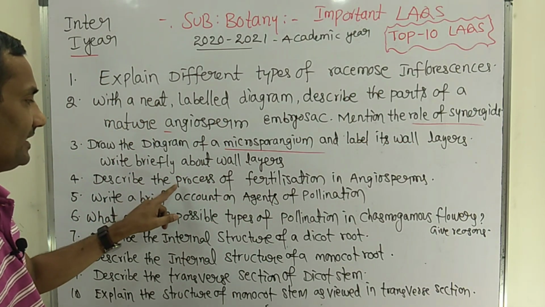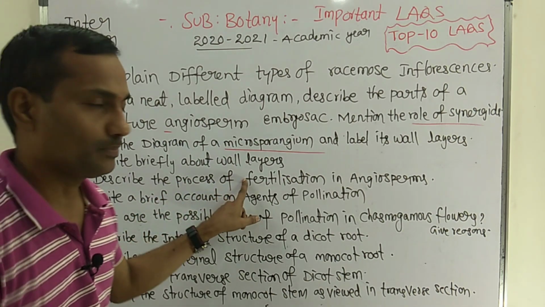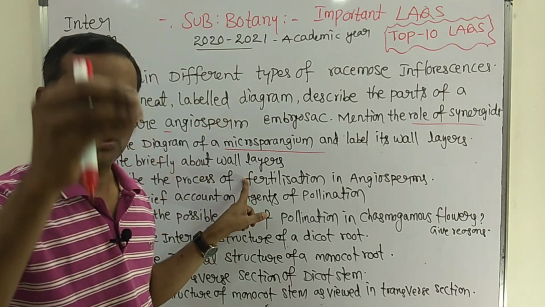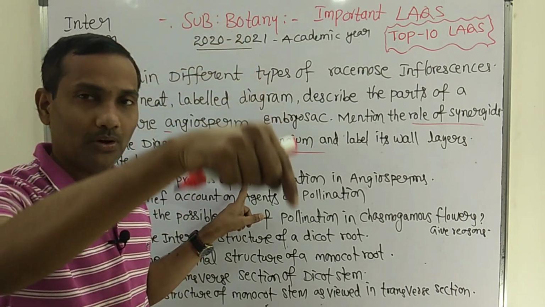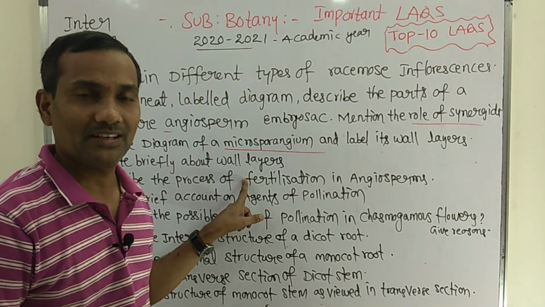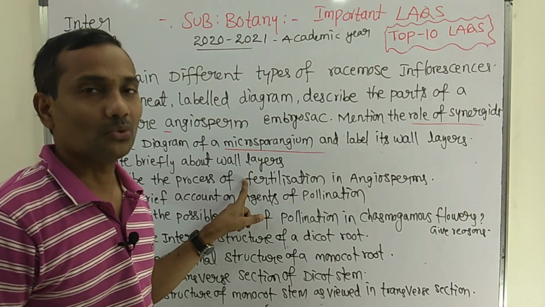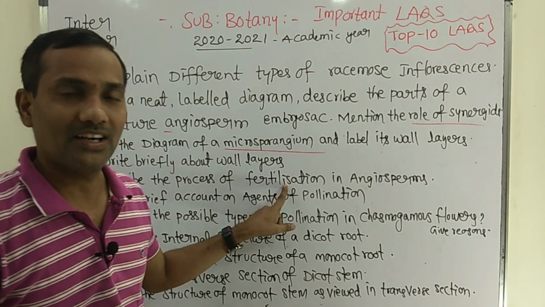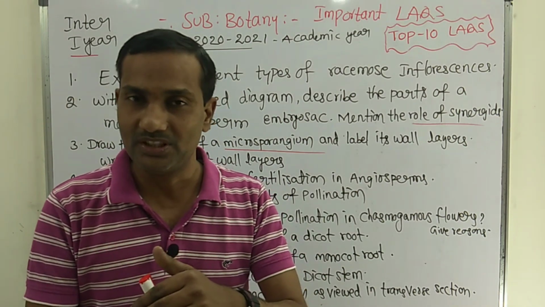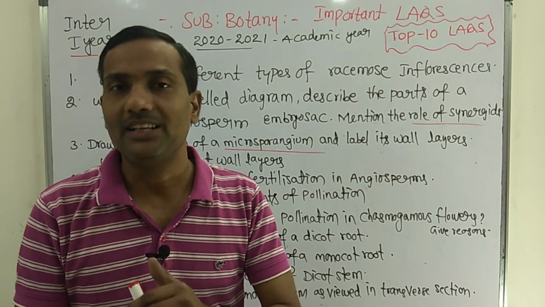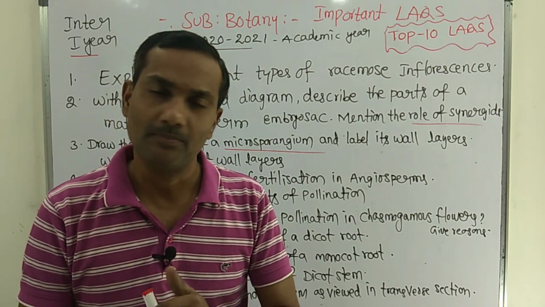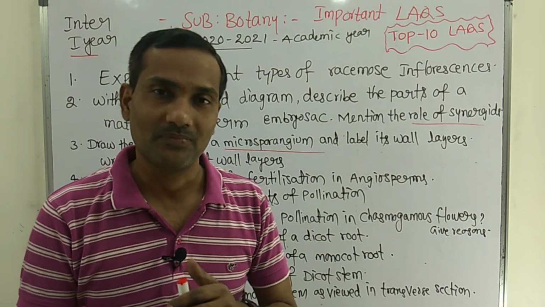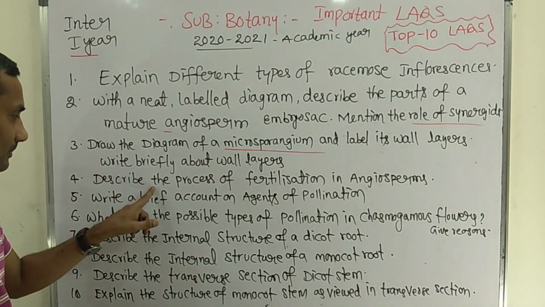Fourth question, describe the process of fertilization in angiosperms. For this also you have to draw the diagram. So the process of fertilization, how the pollen tube enters into the embryo sac. So you have to draw minimum 2 diagrams for this question. You have to describe about the process of fertilization, syngamy, triple fusion. You have to describe clearly about the syngamy and triple fusion. For describing answer, you will get 5 marks, whereas for diagrams 3 marks for this question.